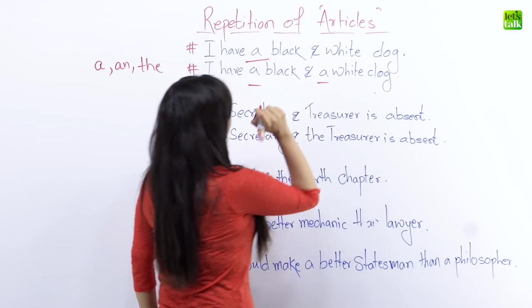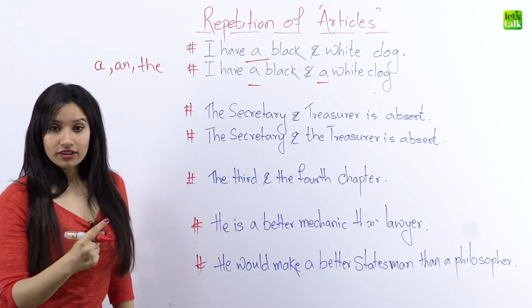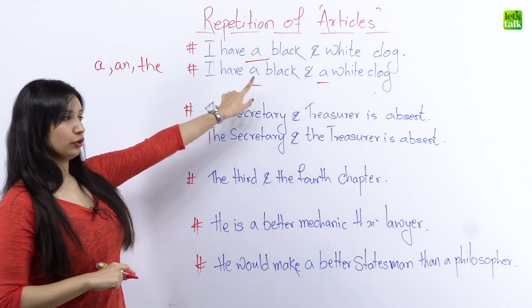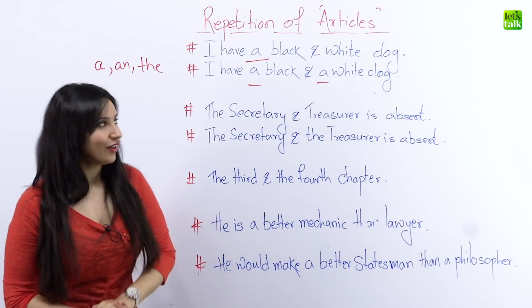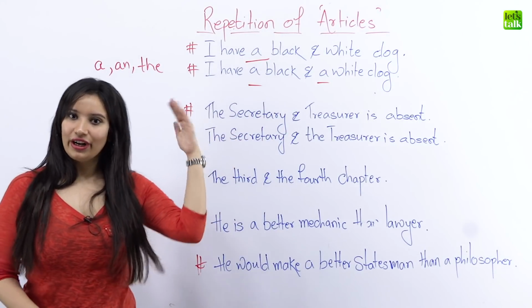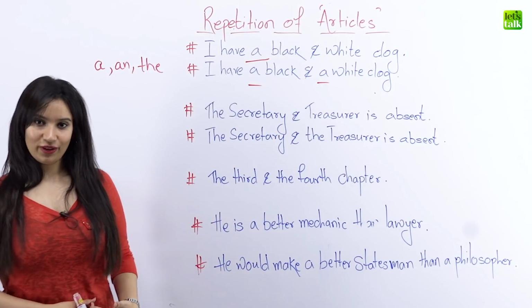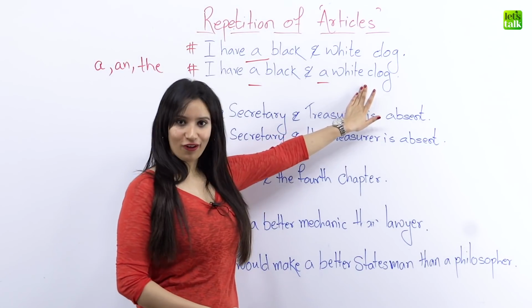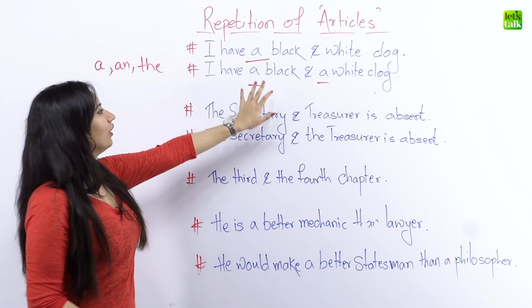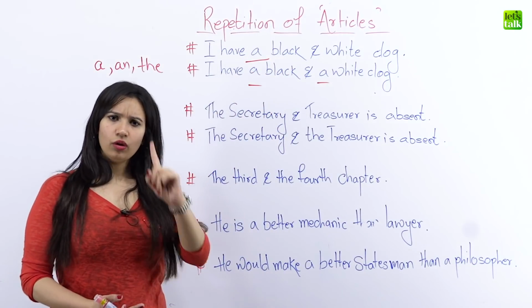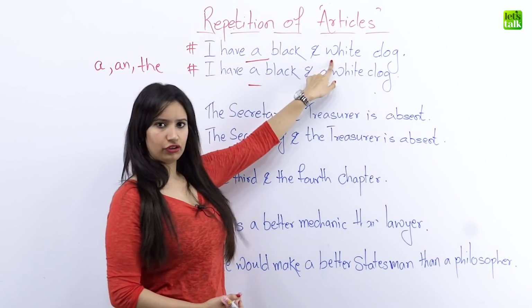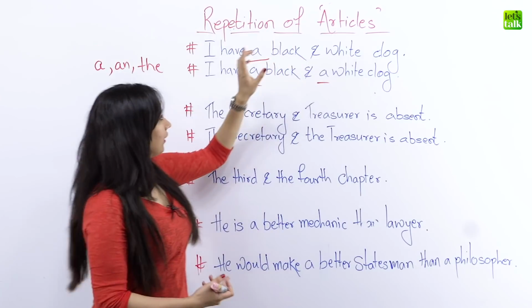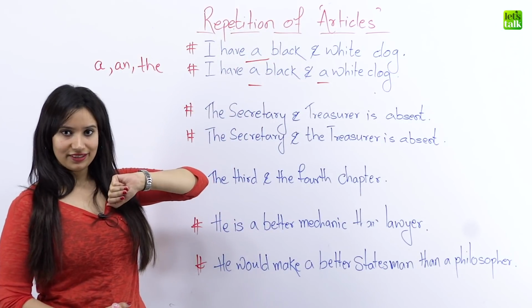Okay. Now you have to tell me, what are the words before which we have used a? Are they adjectives, or nouns, or verbs? Black and white are adjectives because they are describing the noun, which is dog. So here we have used a only before one adjective and not before the other adjective. Why is that so? Let's find out the meaning of this sentence.